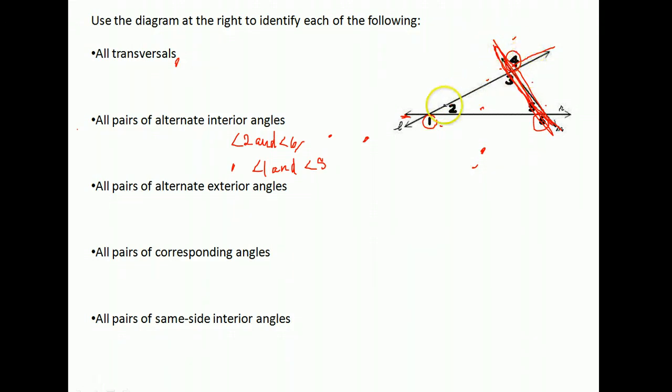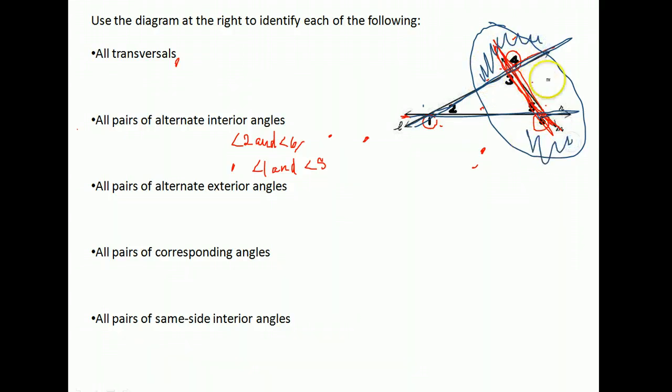The red lines are the transversal. What lines is it crossing through? It's crossing through L here, and it's crossing through N. So let's look over here at this part of our picture. Alternate exterior. Exterior is outside of our pair of lines, so that would be any angle out here and out here, not in the middle. This is the interior here, and here is the exterior.